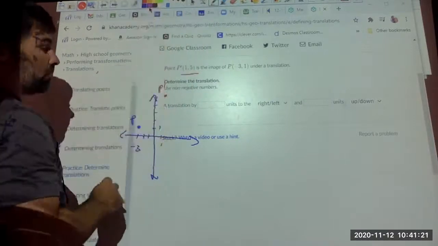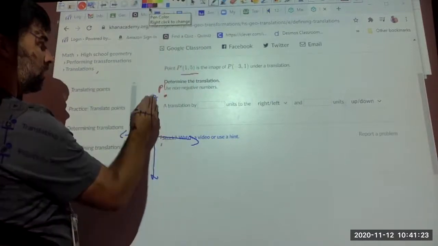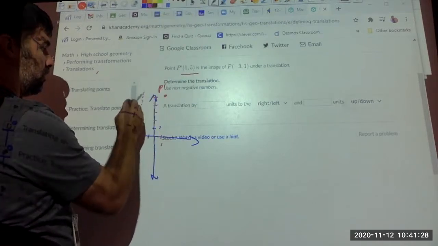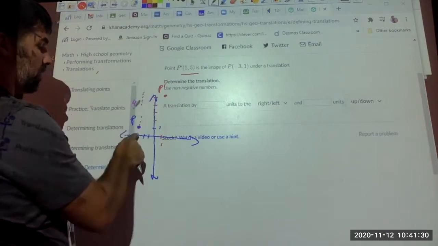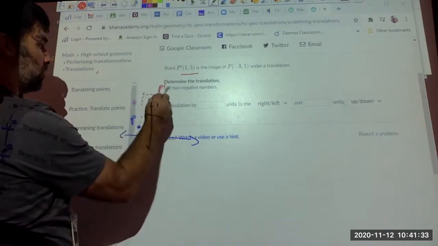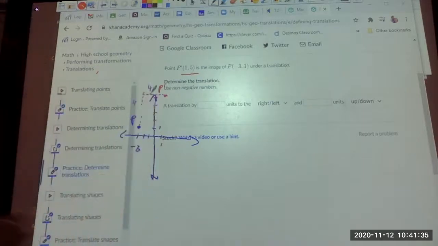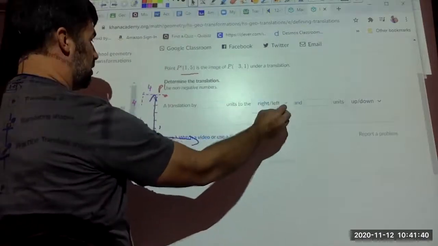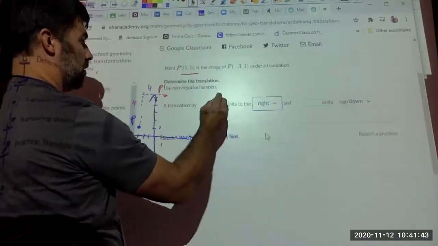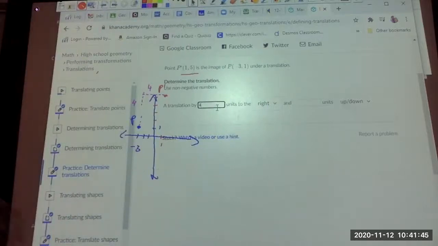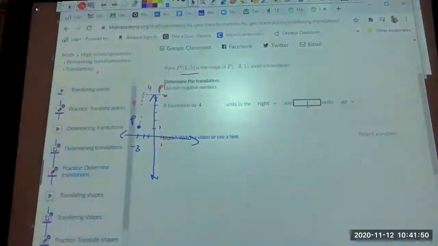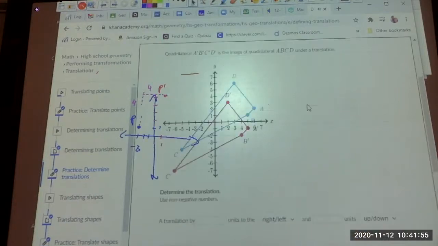But if you don't need a graph, then don't worry about a graph. So if I'm going from 1 to 5, that means I'm going up 4, and I'm going from -3 to 1, which means I'm going to the right 4. So I'm going right 4 and up 4. If you need a graph with that one, go ahead and do a graph. If you don't, then go for it.